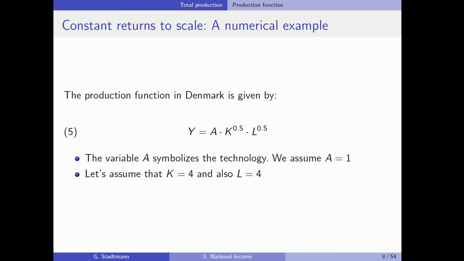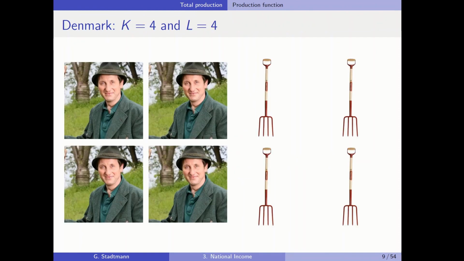Furthermore, we assume that Denmark is equipped with K equal to 4 capital units and L equal to 4 labor units. How does it look in the real world? Like in the real world, it looks like that. There are 4 bønder, so 4 farmers. L is equal to 4, and they all have a fork, so the number of forks in the Danish economy is equal to 4.